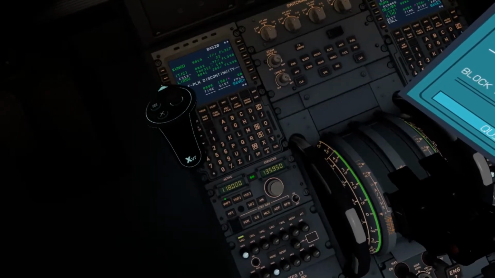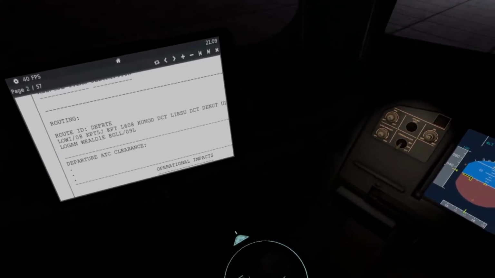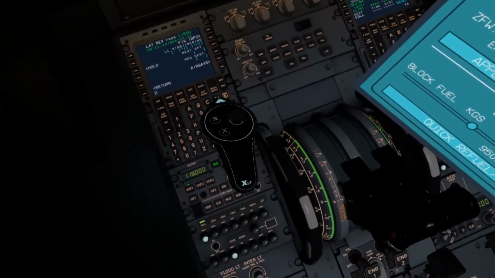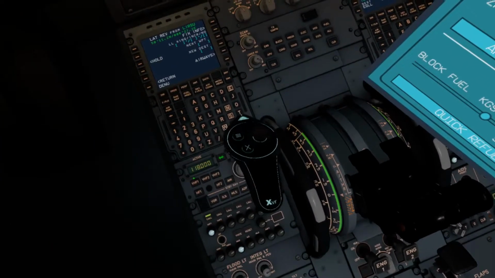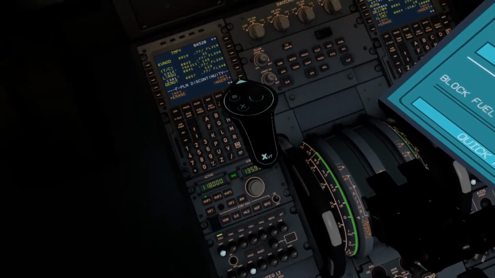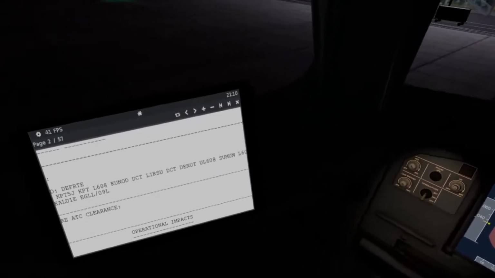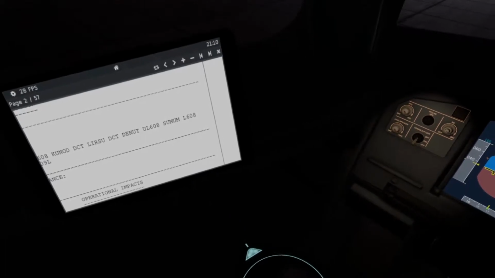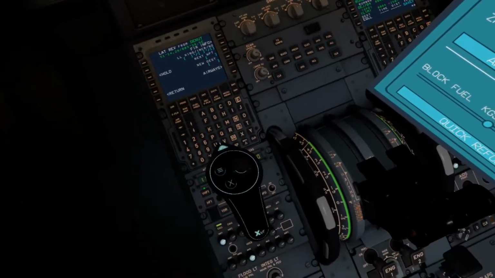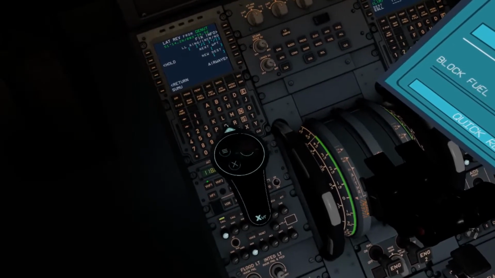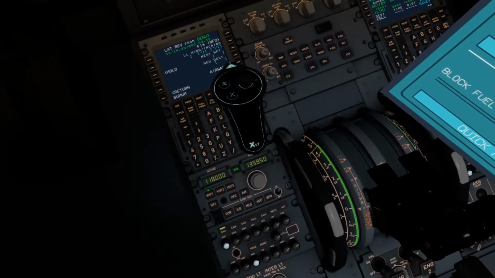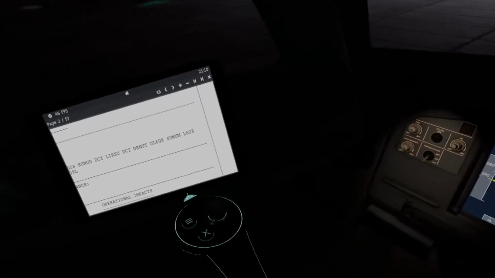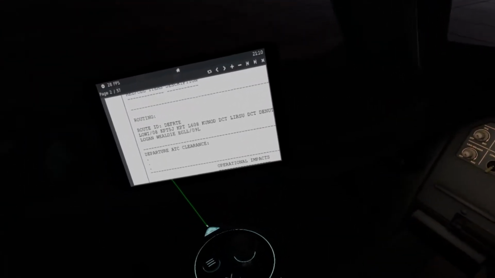Alright. Now, direct to, then, okay. Yeah, his waypoints are pretty particular. And UL608 SUMUN, summon. Okay. Okay, and we finally direct to Logan.